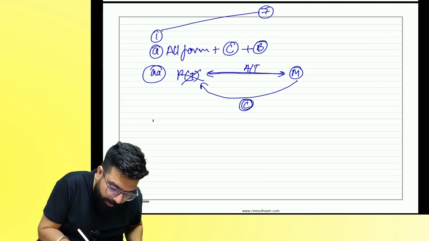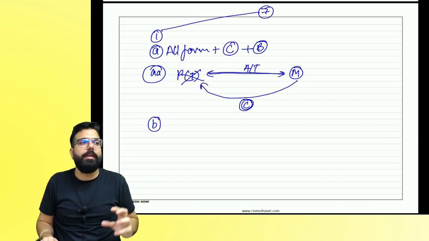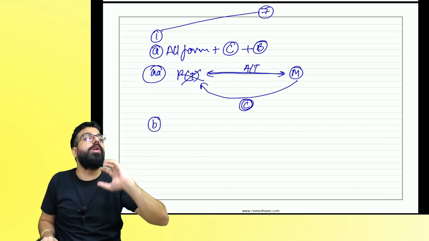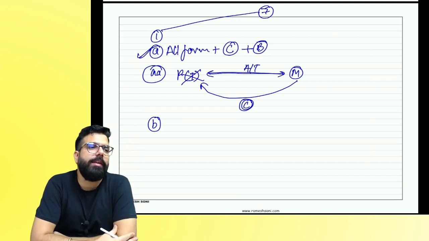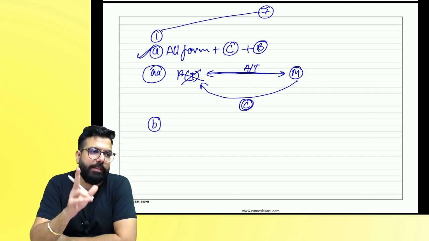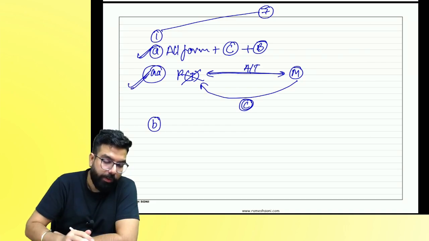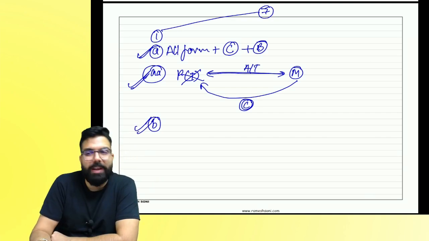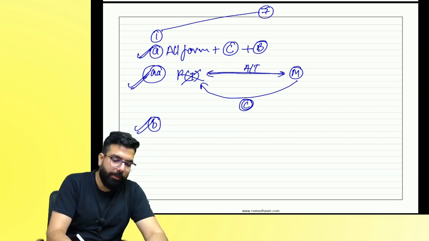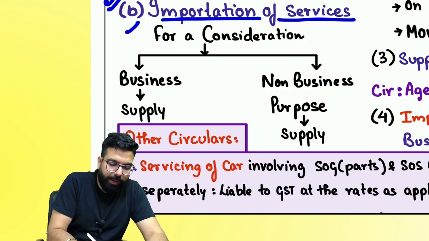Let's move to section number 7(1)(b). Here they are telling basically in section number 7 what kind of activities we want to cover. Are we clear? For 7(1)(a), is it mandatory that consideration has to be there? Yes. For here, is it mandatory that consideration has to be there? Yes. No consideration, not a supply. Section number 7(1)(b) says importation of service. People, can you see over here? Importation of service for a consideration.